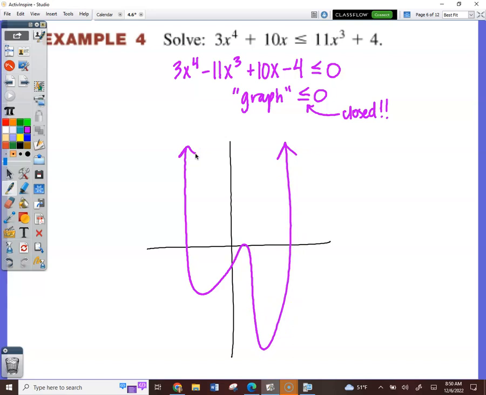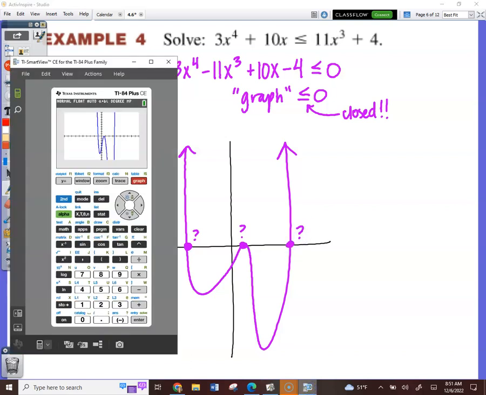Okay, so I need to know what this is, what's happening here. Something's weird. It's either crossing in two spots, and I can't see it, or it's bouncing off of it, and I need to know this. So now it's going to be second calc. I'm going to go ahead and find that far left one, because that one has no ambiguity to it. So second calc, tell me the zero.